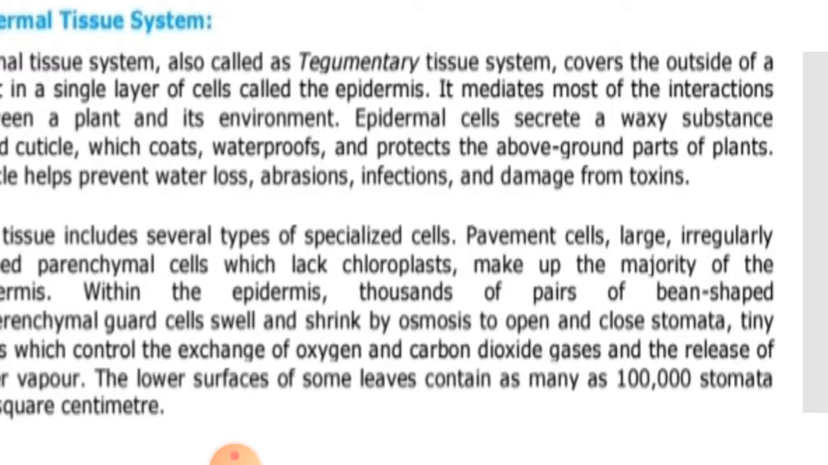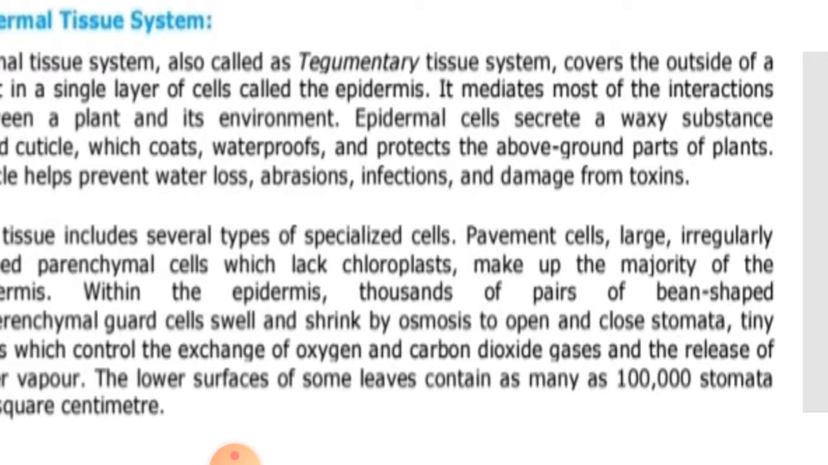So far as in case of plants, Sachs in 1875 recognized three plant tissues in plants. First is epidermal tissue, second is ground tissue, and third is vascular tissue. First is epidermal tissue. Epi means upon, derma means skin.